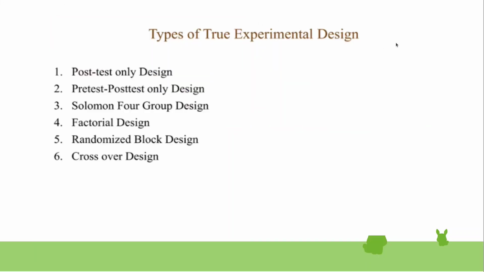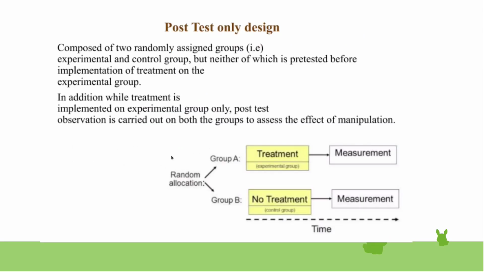Next, types of true experimental design. There are 6 types of true experimental design: post-test only design, pre-test post-test only design, Solomon 4-group design, factorial design, randomized block design, and crossover design. Let's see the first one, post-test only design.